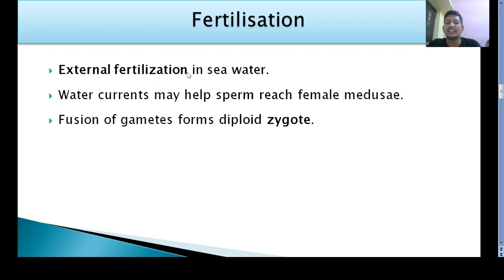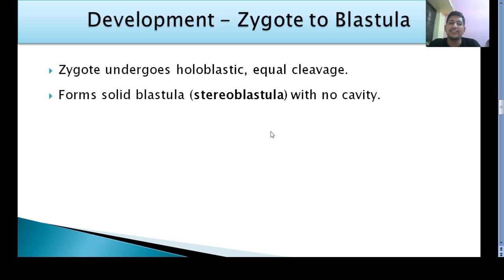External fertilization takes place in Obelia in the seawater, and water current helps the sperm to reach the female medusa or egg. So here the water medium plays a very important role in the transport of sperms to reach the female gamete or female medusa. And the fusion of gametes takes place in the open sea water and they form the diploid zygote.